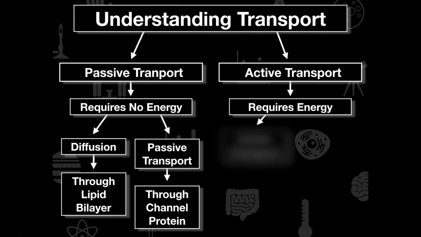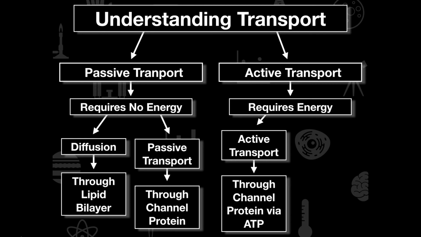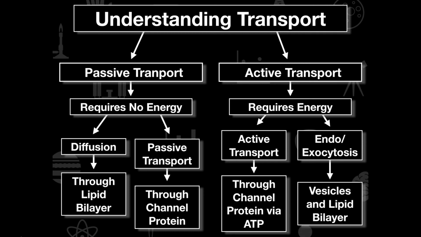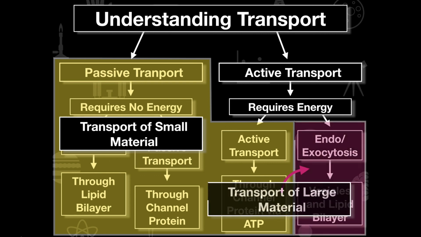Now, we have multiple types. We have active transport via membrane pumps, which is just going to be the movement of small materials through channel proteins via ATP. And then we're also going to have endo- and exocytosis, which is bulk transport of materials, which again are going to require ATP, and they're going to use the lipid bilayer to form vesicles. Now, everything over here in the yellow is going to transport small amounts of material. So ions are very small molecules, whereas everything over here in the pink is bulk transport, the transport of large materials into the cell or across the membrane.